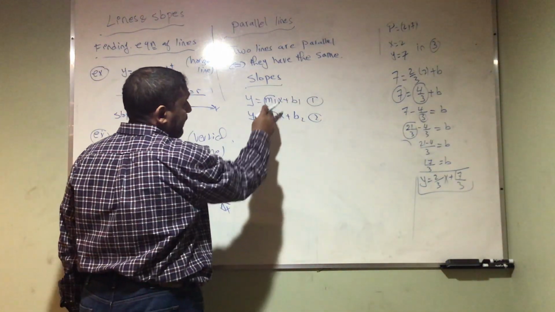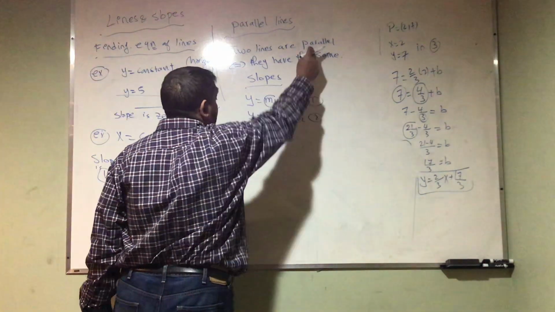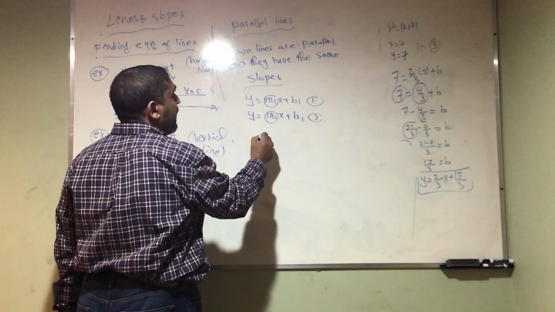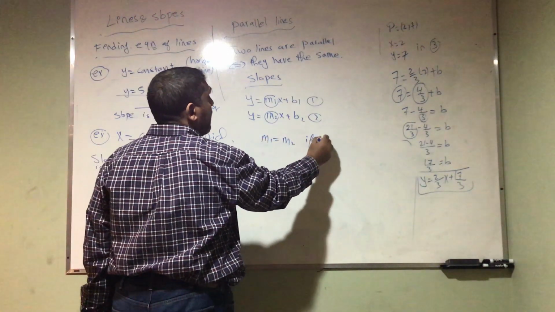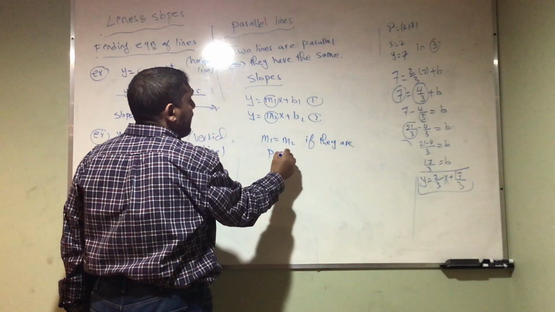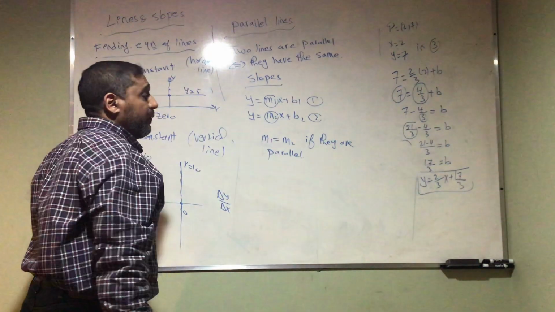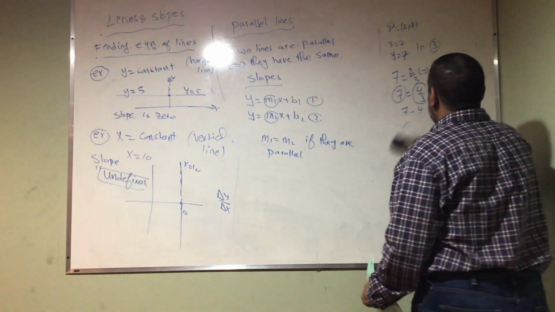If you have two lines like this, and it's given to you that these two lines are parallel, then your m1 must equal m2. They are parallel, all right? If you know it's given to you. I'll try to give you an example so that it makes sense.